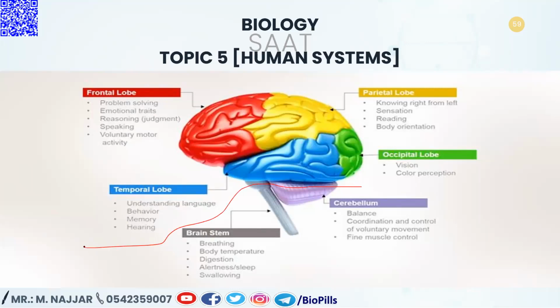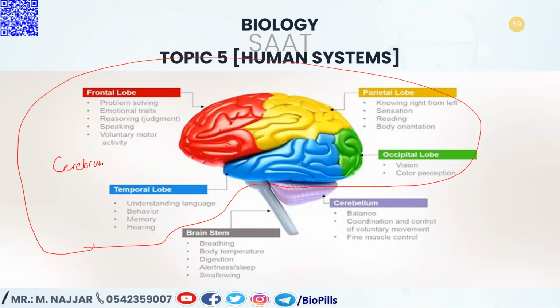So here, all of those functions are under the cerebrum. And all of those functions are under the cerebellum, the second part. And the brainstem, as I mentioned, this is the third part, which comes in our exam as, or named, or labeled as medulla oblongata. So you have to know that the cerebrum controls problem solving, emotional traits, reasoning, voluntary motor activity, understanding language, but he will not ask you what are the functions of the frontal lobe. Although in our curriculum there is what is known as the frontal lobe, it has never come in the exam.